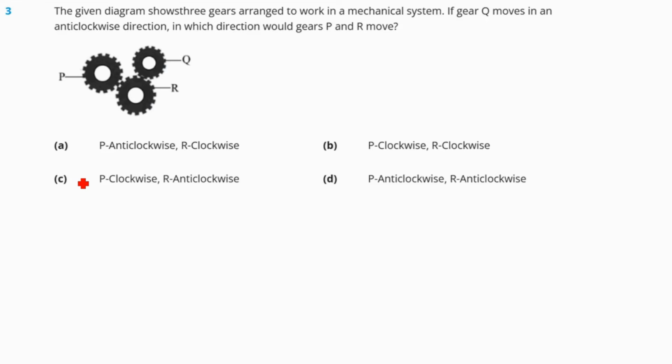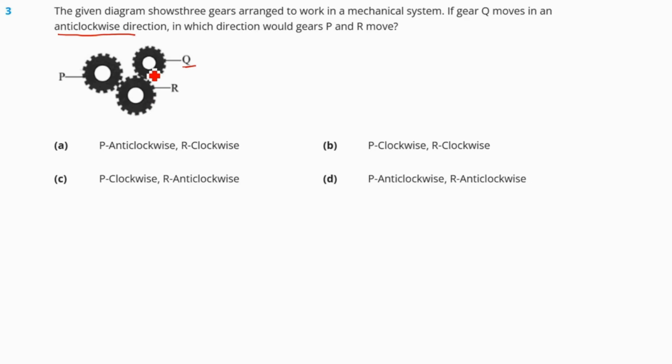Question number 3. The given diagram shows 3 gears arranged to work in a mechanical system. If gear Q moves in an anti-clockwise direction, in which direction would gear P and R move? Here we can see P, Q and R are attached to each other, right? They have said that Q is moving in an anti-clockwise direction. If Q is moving anti-clockwise, R will move in a clockwise direction.